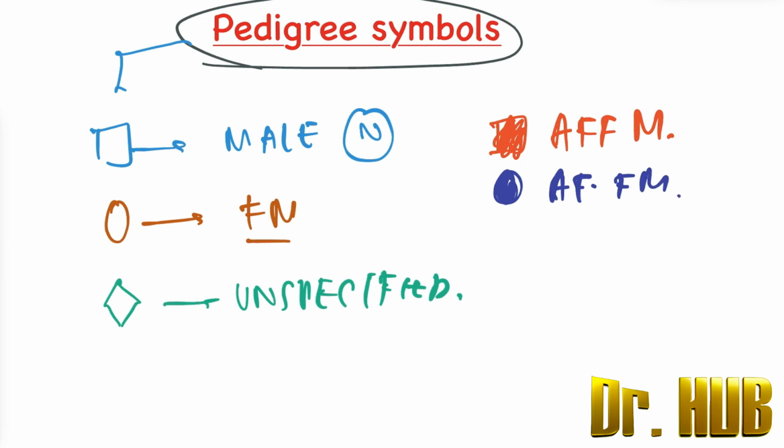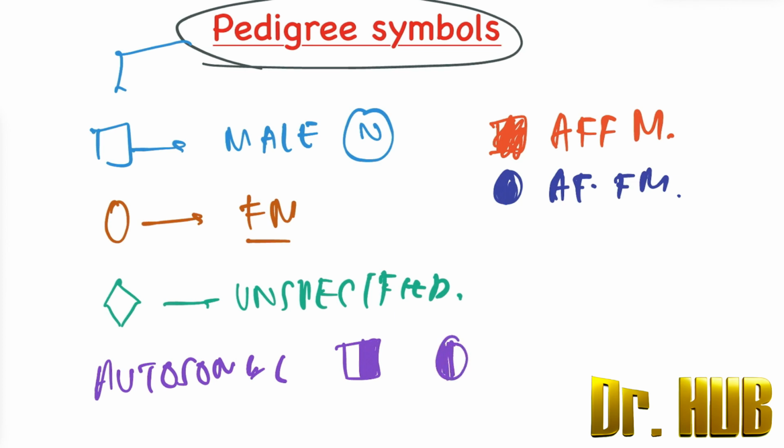Now let's look at the autosomal carrier. So in terms of autosomal, what is to be done? There is half shaded. So autosomal means it is half shaded. So male and female are shaded respectively. Next we move on to the X-linked carrier. So in terms of X-linked carrier, we draw a small dot. So this is the X-linked carrier.